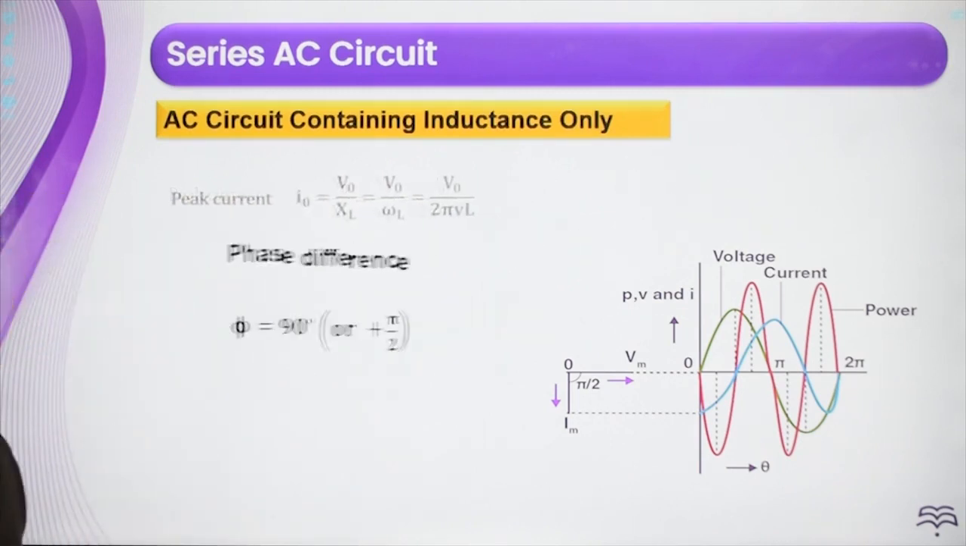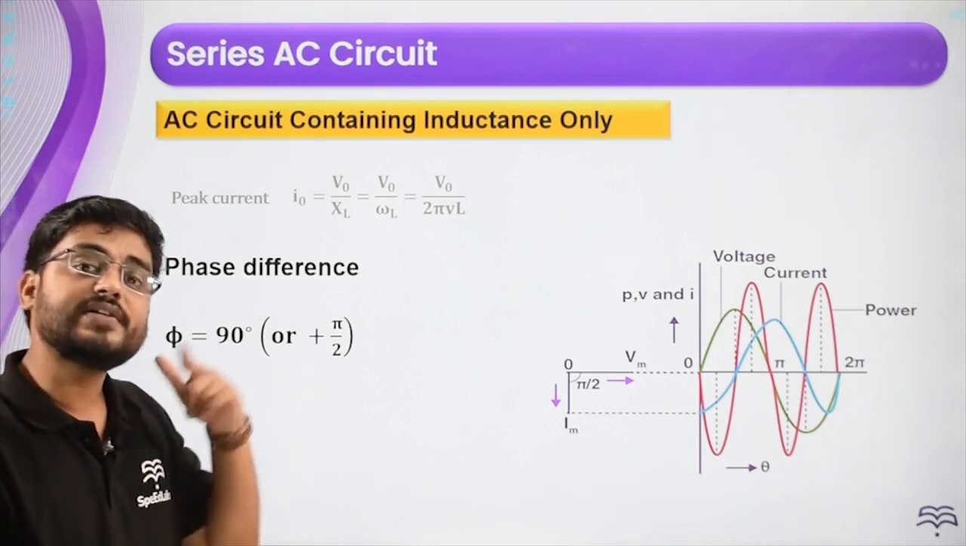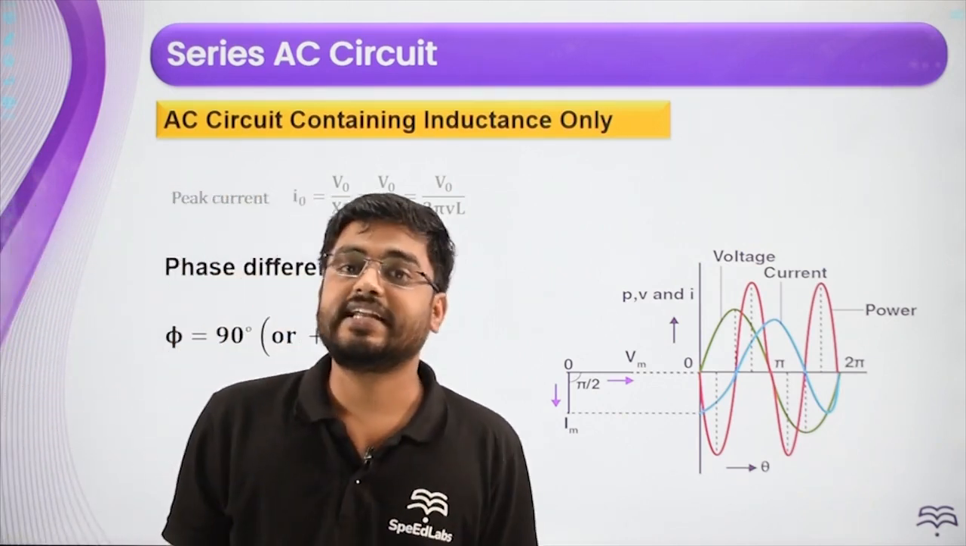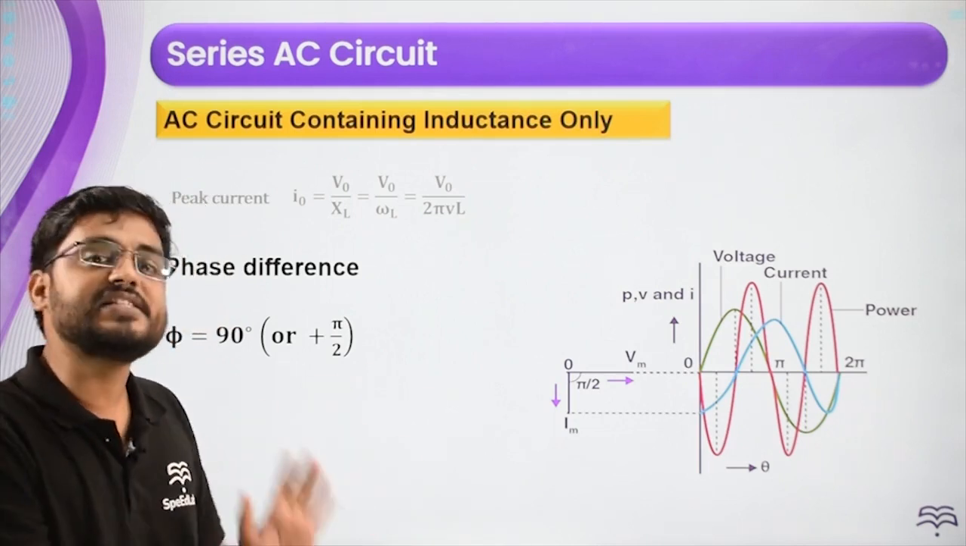Now next thing is phase difference. Phase difference we already discussed, it was 90 degrees. Who was leading? The voltage was leading, right? Voltage was leading and current was lagging. The difference is pi by 2.